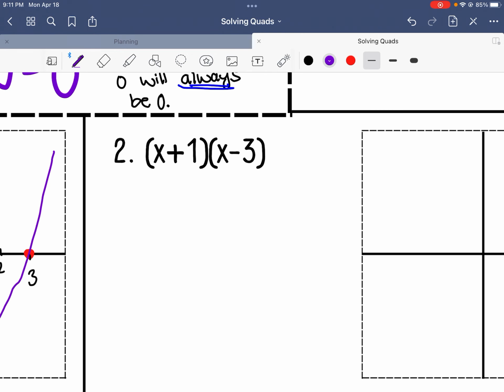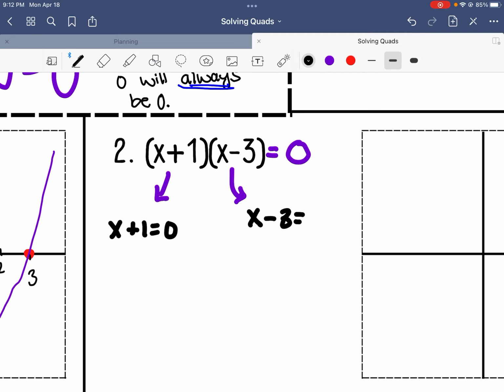Okay, so let's go ahead and try the second one out. Same thing. I want to figure out what's going to make this whole thing equal to 0, because anywhere where it's equal to 0, it's going to be a root, okay? So I'm going to take apart my two guys. And now I'm going to remember that as long as one of these guys is 0, since they are multiplying, it will automatically become 0. So x plus 1 equals 0, and x minus 3 equals 0.